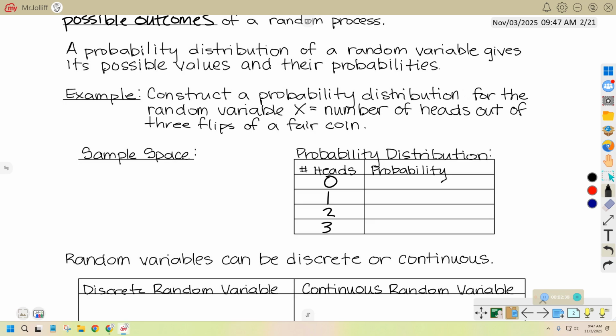So I'm going to start with the no heads. If I have no heads, what does my outcome look like? Tails, tails, tails. 3 tails, yeah. So tails, tails, tails. That's the first category here. Next, I'm going to go with 1 head. That's 3 possible outcomes. I could have gotten the head on the first flip. I could have gotten the head on the second flip. I could have gotten the head on the third flip.